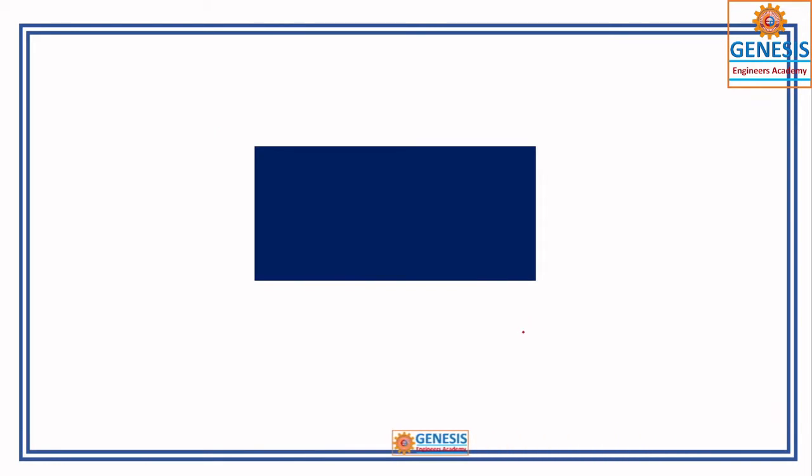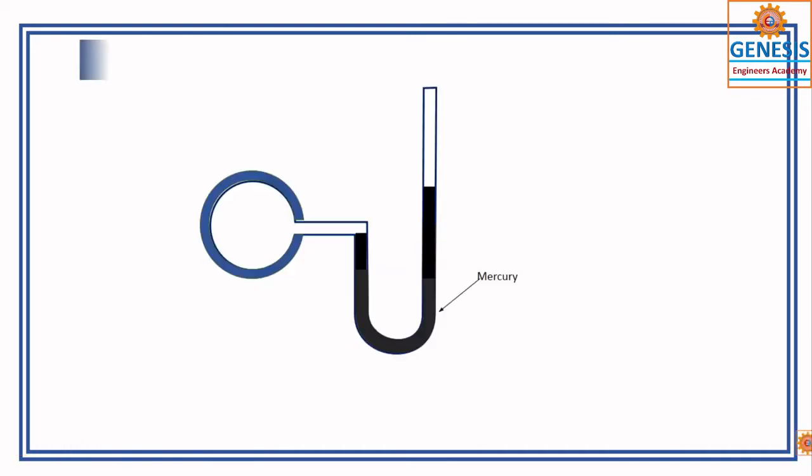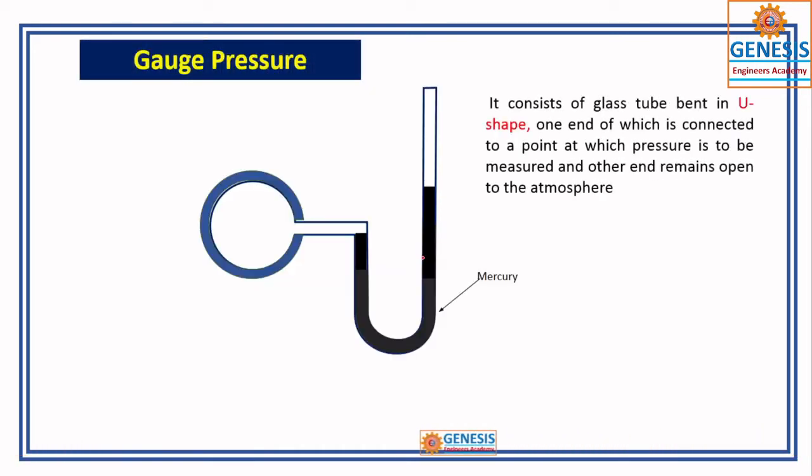Okay, now I'll move on to the U-tube manometer. It has the shape of a U-tube, which is why it is called a U-tube manometer. In this there are two types. One is to measure positive gauge pressure. The other is to measure negative pressure.